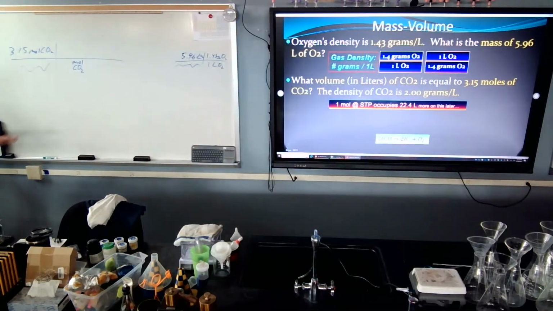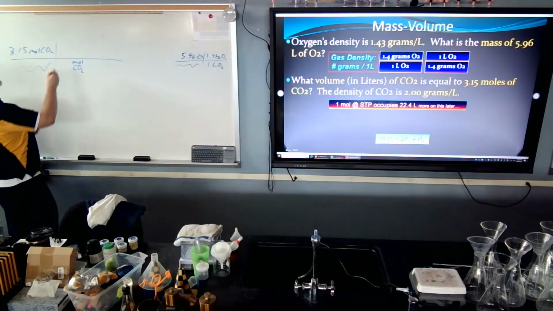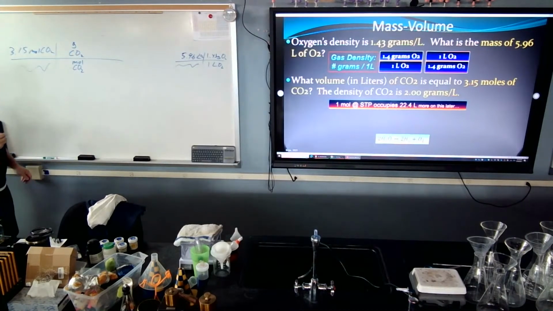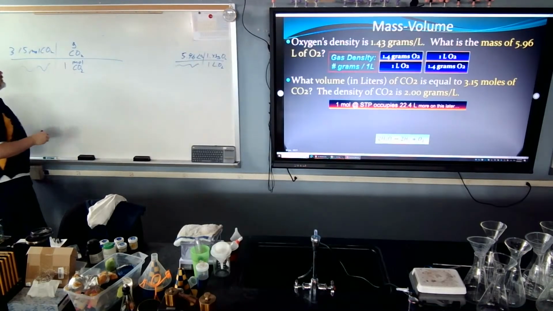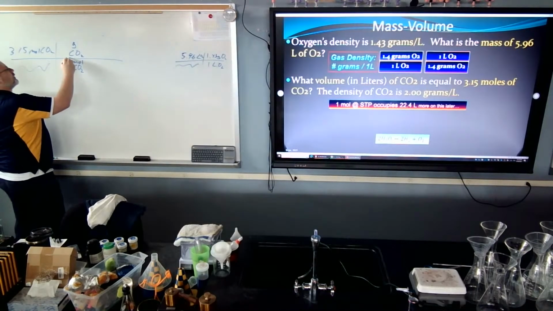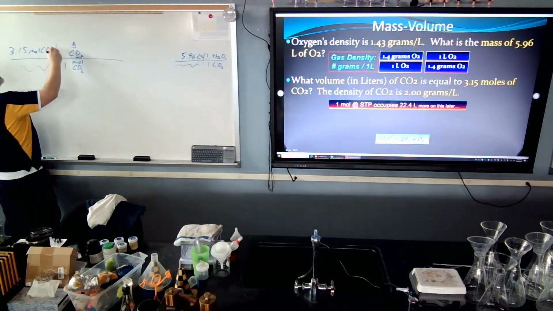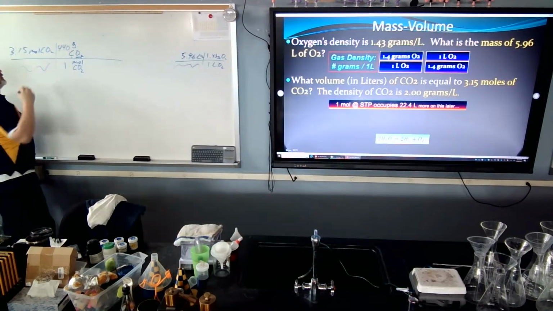But right now, we're going to convert our moles of CO2 to our grams of CO2. And where do I get a mole-gram conversion? Periodic table. And the periodic table tells me, for every 1 mole, I got a 12 for carbon, and I got a 16 and a 16. So for every 1 mole of carbon dioxide, it's going to be 44.0 grams.